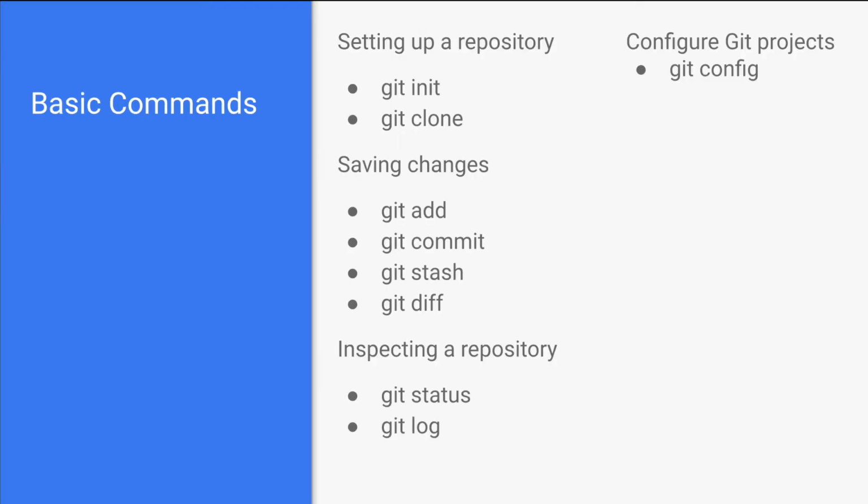Here's the rundown of basic Git commands, and I have categorized them into setting up a repo, saving changes, inspecting the repo, and configuring Git projects. If you haven't heard the word repository, in software development, a repository, or repo for short, is a central file storage location. It is used by version control systems such as Git to store multiple versions of files.